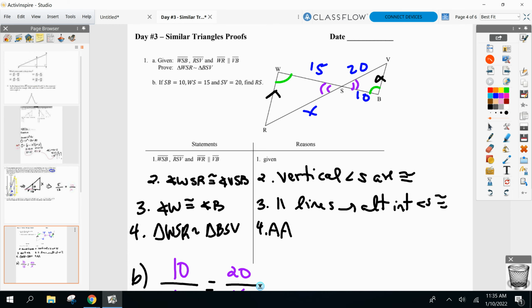You remember W and B were equal? Remember angle W and angle B? So the sides across from them have to be the ones that match up, right? The side across from W has to correspond with the side across from B. All right, if you're having a little difficulty with that.